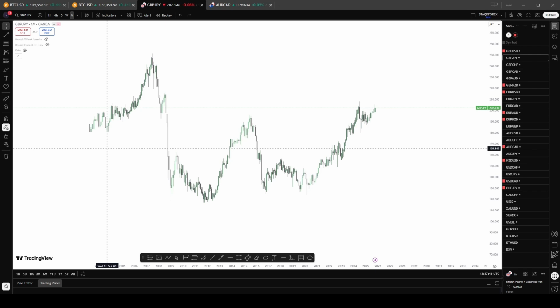So if I want to do my top-down analysis, I will start from the monthly time frame because I just want to know the overall trend of the market. That is my number one thing. So that will be starting from the monthly time frame, right?